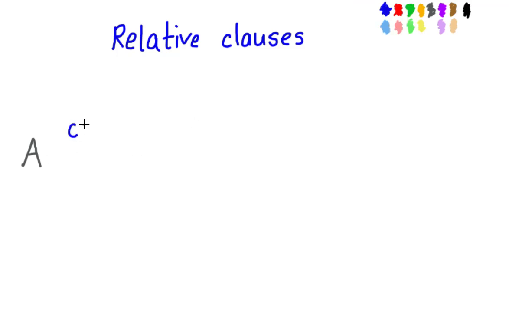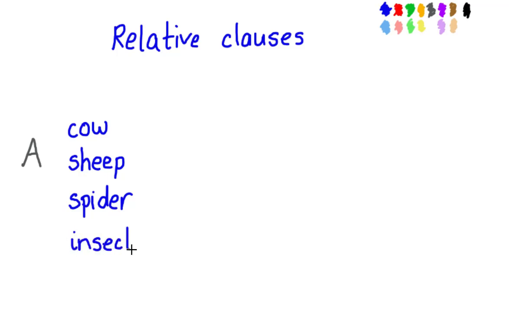So a cow, or a sheep, a spider, and an insect. And because insect starts with a vowel, we must put an, so an insect.